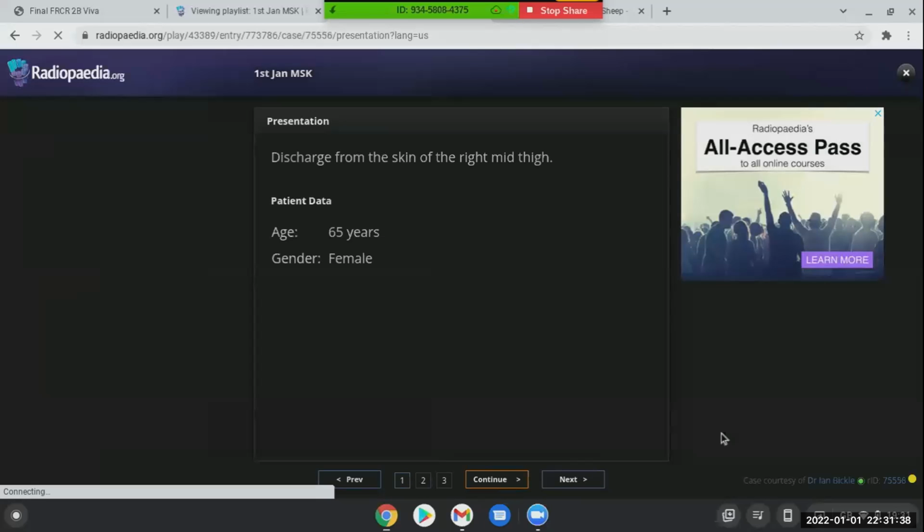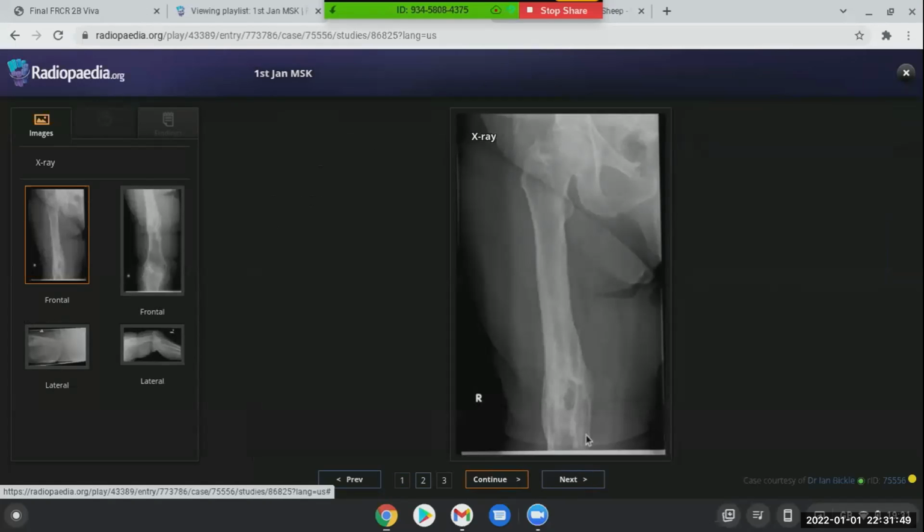So this is a 65 years old female patient, presented with discharge from the skin of the right mid-thigh. This is multiple projection of the right femur in the AP and lateral views.